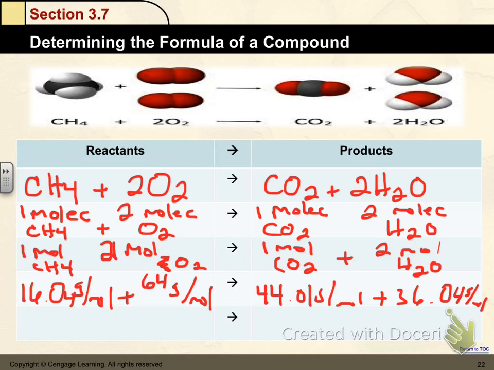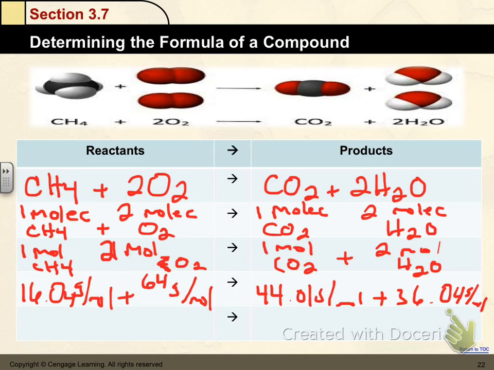And go add all those up, and what you should see is kind of a mathematical equation. 16.04 plus 64 equals 44.01 plus 36.04. And I know they're off by a little bit, but there's some rounding there, right? Okay, so we can also say mass to mass, right?